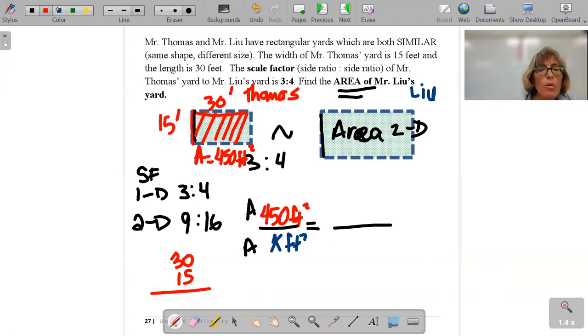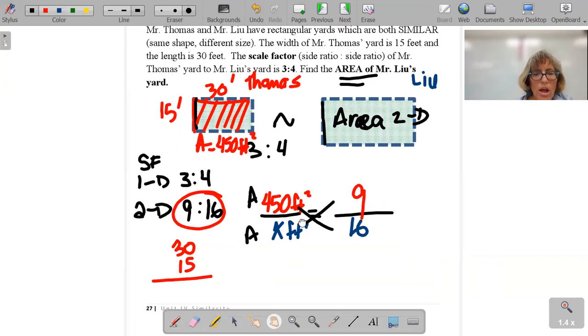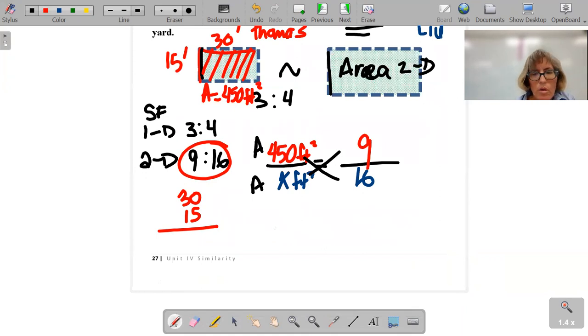The ratio, however, that we are using is not 3:4, because 3:4 is only in the first dimension. We need the second dimension ratio. So this is 9:16. Cross multiply. We're doing 450 times 16 equals 9x.